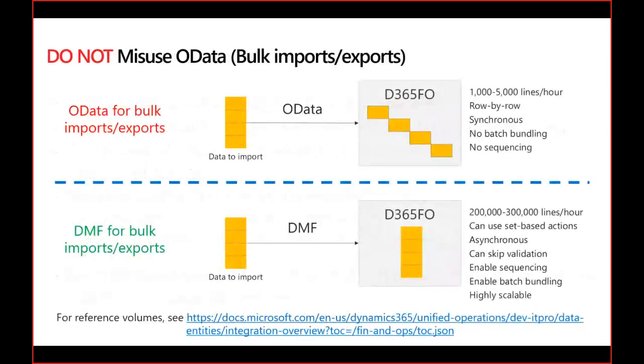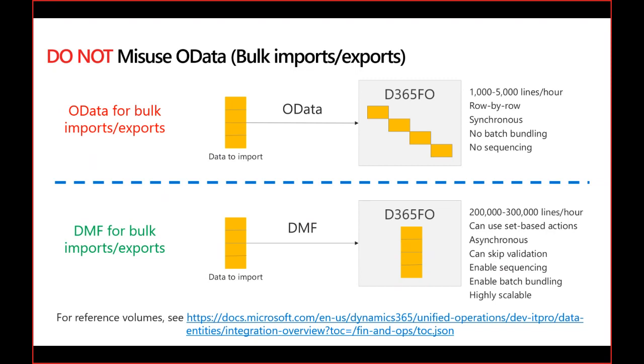Let me visualize this a little bit more. This is a comparison between OData and DMF for bulk import exports. At the top, where you use OData, you go row by row, synchronously, with no batch bundling and no sequencing. It's normally for smaller volumes, as an idea 1,000 to 5,000 lines. Of course, this is just a rough estimate, but it's for lower volume integration scenarios, which should be real time, and where you cannot enable any parallelism.